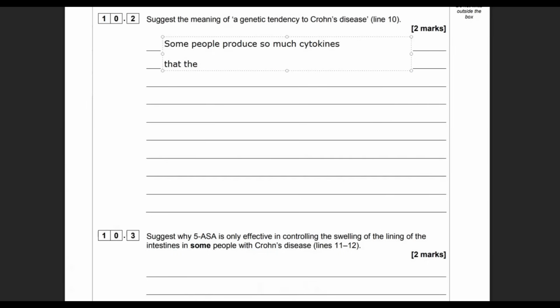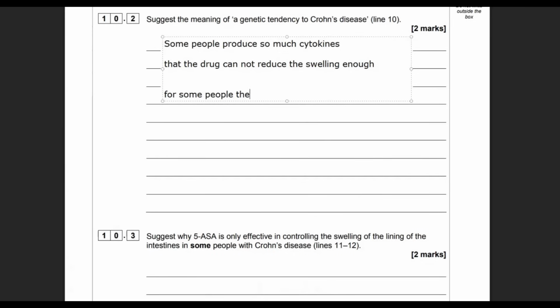that the drug cannot reduce the swelling enough. And then, of course, down to some people's biology, some people may have side effects or the drug doesn't work in some people. For some people, they may be allergic to the drug.